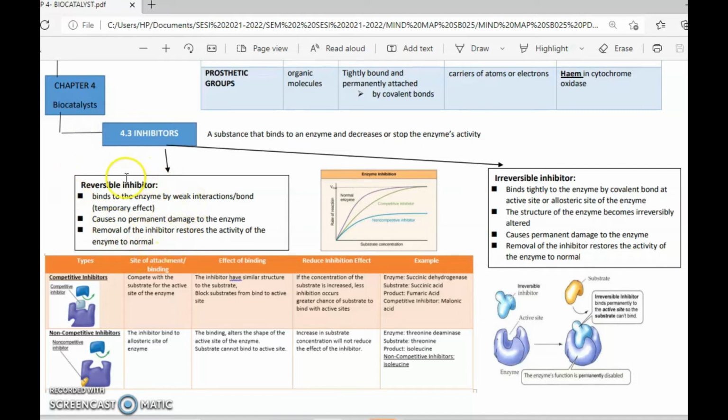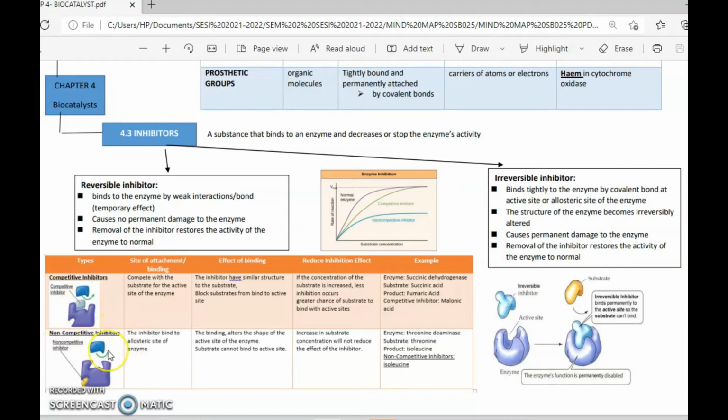A reversible inhibitor has two types: competitive inhibitor and non-competitive inhibitor. A competitive inhibitor binds to the active site of the enzyme, but a non-competitive inhibitor binds to the allosteric site of the enzyme. When a competitive inhibitor binds to the active site, it blocks the substrate from binding, because the inhibitor has a similar structure to the substrate, so it is compatible with the active site.